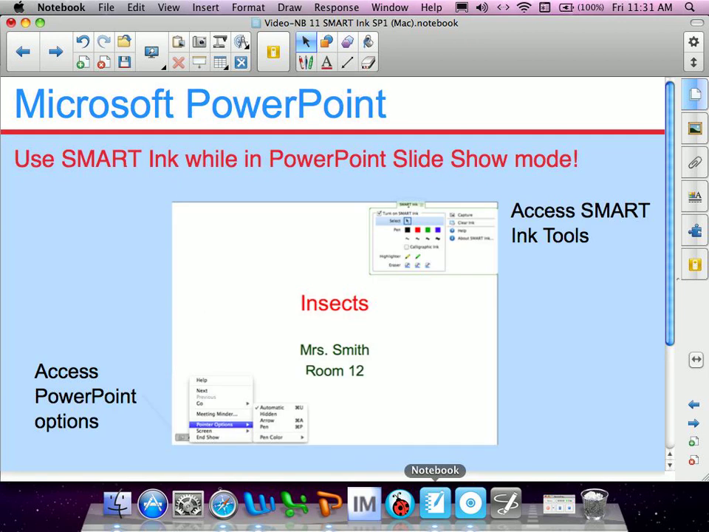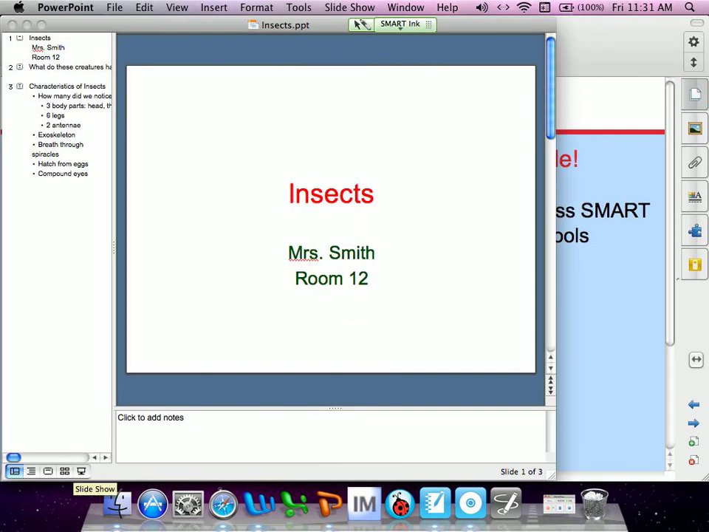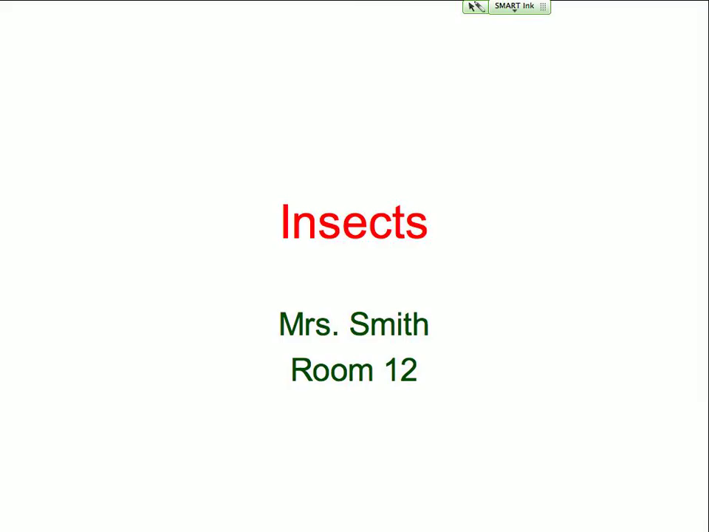One last thing, PowerPoint. If you use PowerPoint slideshows, you're still going to have access to your Smart Ink. The toolbar will be in the top right-hand corner, and then at the bottom left-hand corner, you'll have access to PowerPoint options. So let me pull up a PowerPoint so we can go through this in real time. I'm going to enter slideshow mode. Right away, you can see at the top here that I do have my Smart Ink toolbar. At the bottom left, this is the PowerPoint menu that I was referring to.